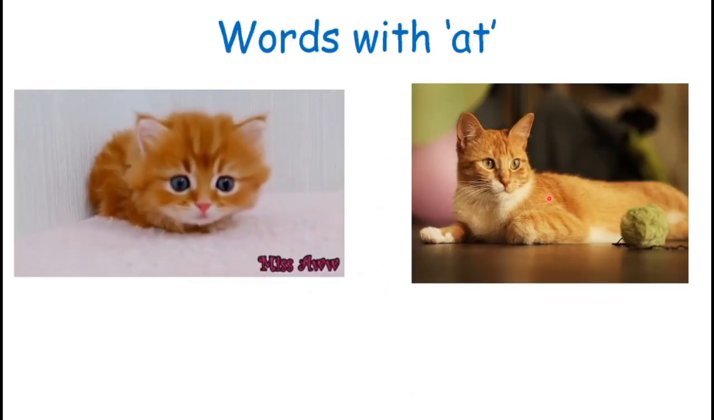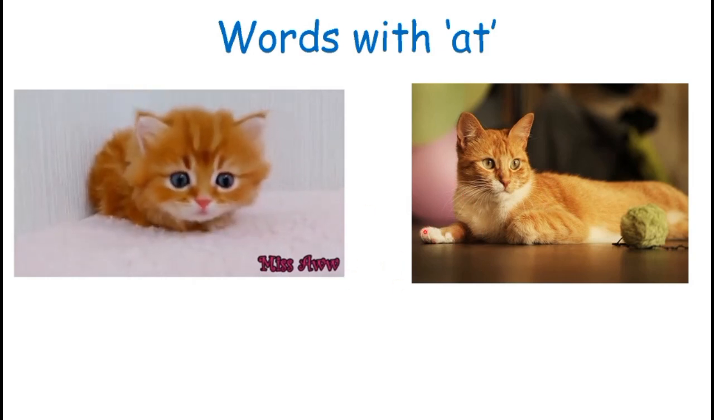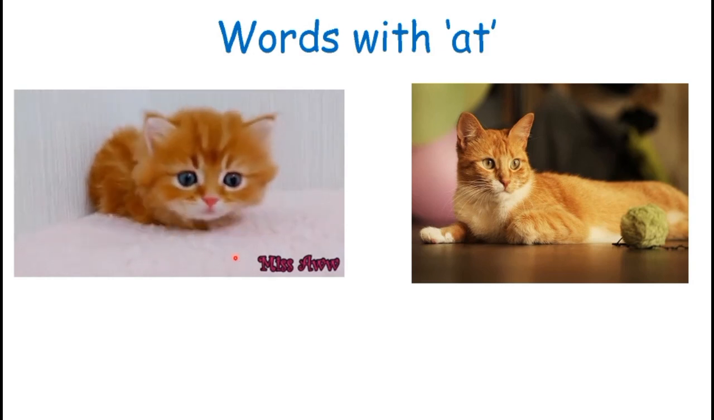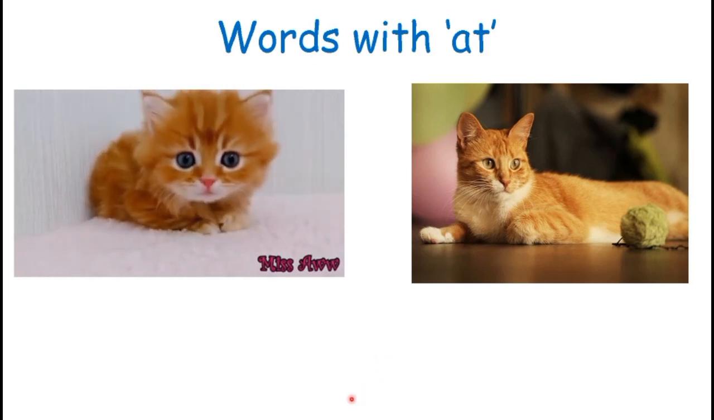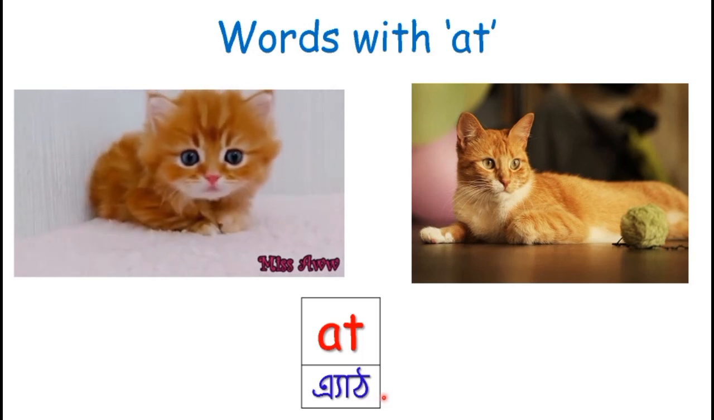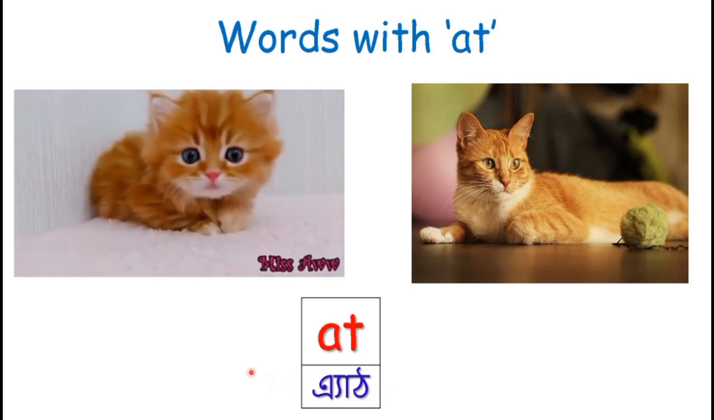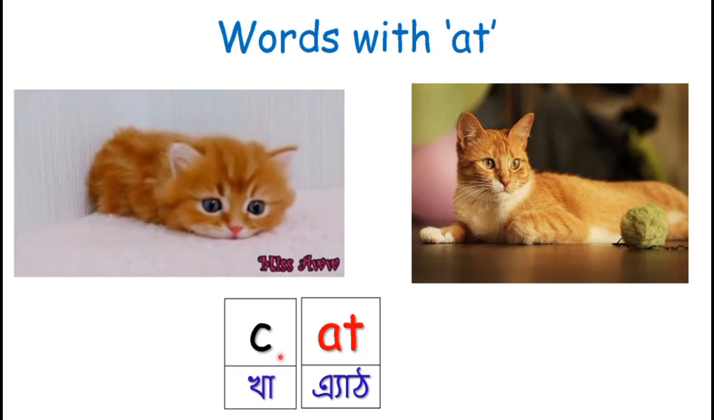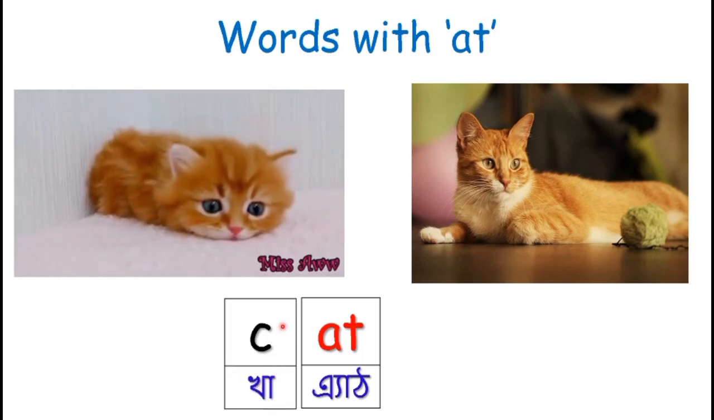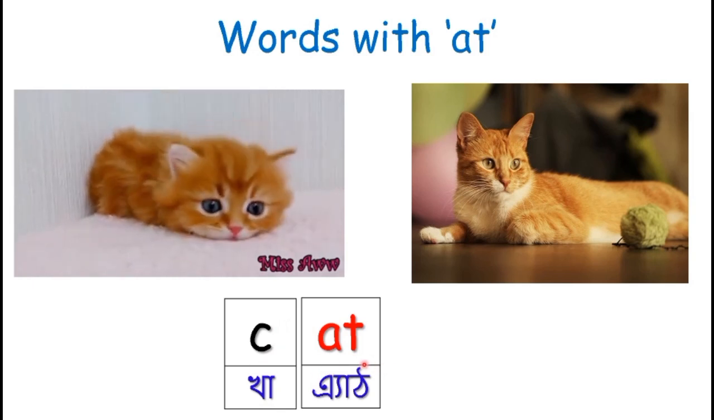Can you identify this picture? Yes, this is a picture of a cat, and it's a moving cat. So how can we spell cat? Yes, at first we have to spell at. Since we are saying cat, we have to put ka before at. So let's put it. Yes, ka. This is alphabet C, and in phonics C sounds like ka.